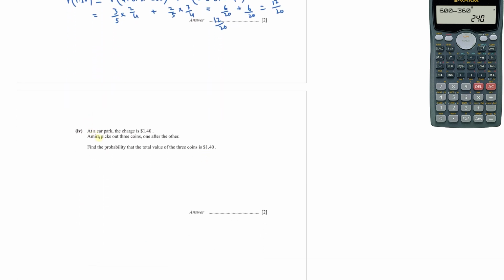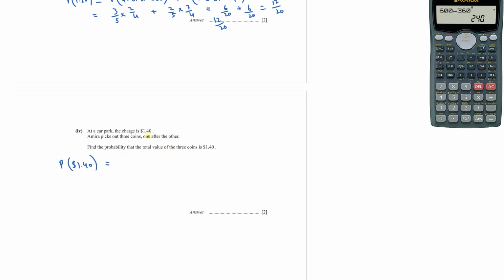Part 4 is at a car park, the charge is $1.40. Amira picks out three coins, one after the other. Find the probability that the total value of the three coins is $1.40. So you're looking for the probability that you get $1.40 in value after you pick three coins.